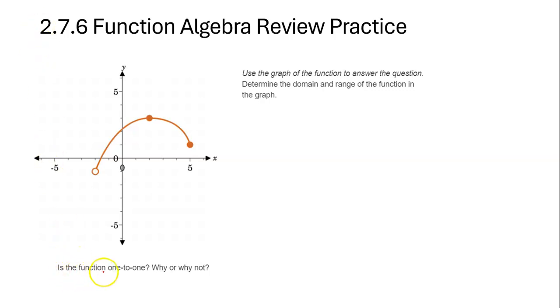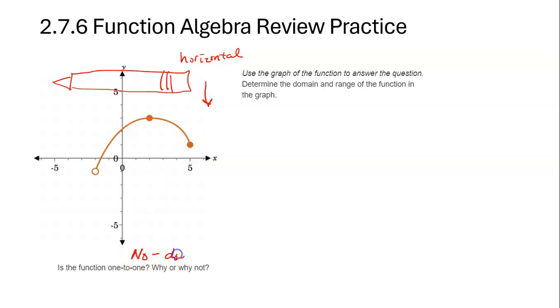So the first question is, is this function one-to-one? Why or why not? If I roll my pencil this way, this is called the horizontal line test. It only hits 1 point. Oh no, it doesn't, because it hits right here, it's going to hit 2 points. So the answer is no, because it does not pass the horizontal line test.